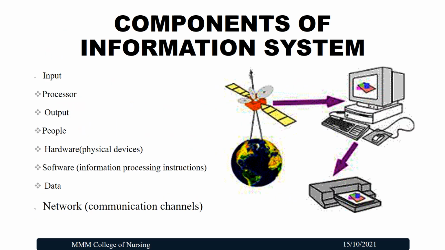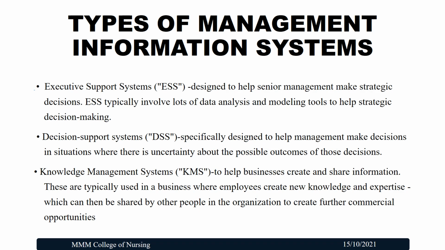Components of information system. The first one is input, processor, output, people, hardware, software, data, network. And we are seeing about the types of management information system. We have different types. The first one is executive support system, decision support system, knowledge management system. We will see one by one.